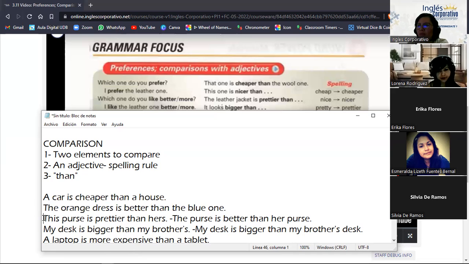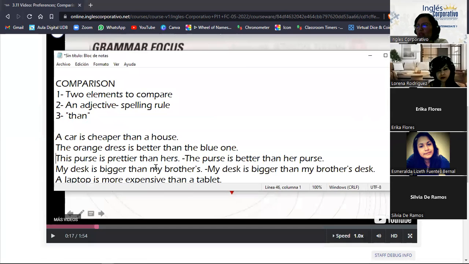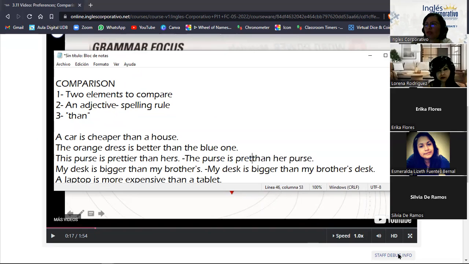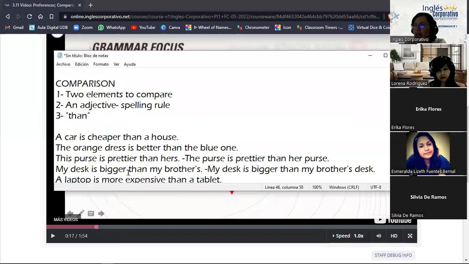Number three, this purse is prettier than hers. Or this purse is better than hers. Ay, no, perdón, que era prettier, ¿verdad? Prettier than her purse, right? Entonces, acá tengo dos elementos. Cualquiera de las dos oraciones, estamos hablando de dos carteras, de dos bolsos. Two purses. So this purse is prettier than hers, right? So I'm comparing this purse with her purse, right? Entonces ahí están mis dos elementos.